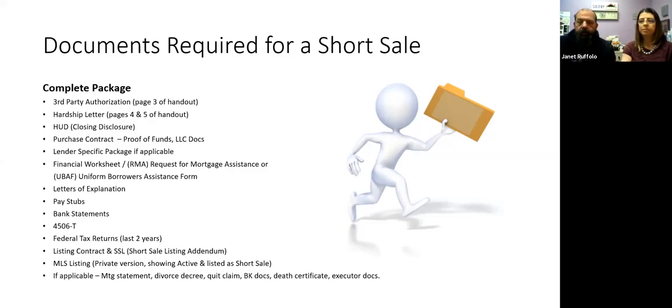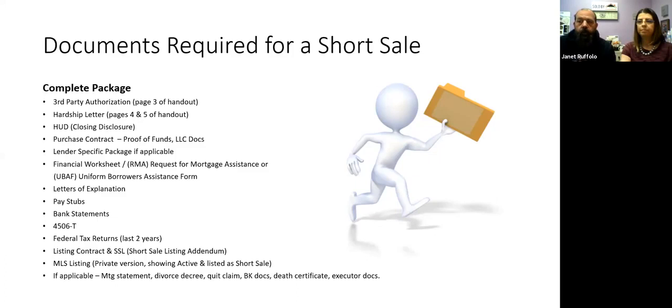Many lenders have their own specific package that they use. We have probably over 80 packages because we've dealt with 80 banks. I've been in the business of doing short sales for the past 11 years. I did it outside in a real estate company, then I went to Chase, and I've been doing it since 2013 on my own with my own business.